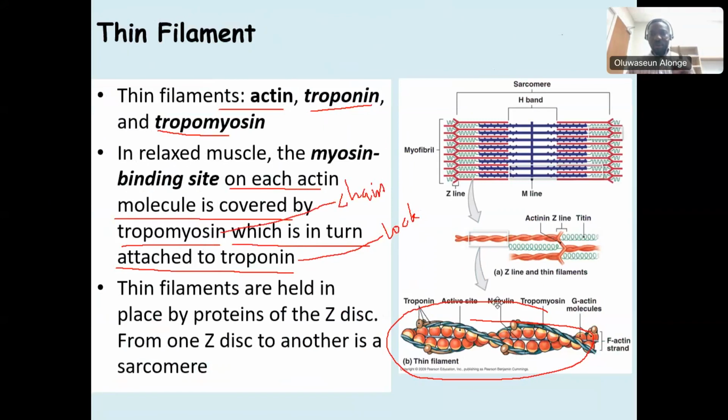Now, if there's going to be contraction, I want you to start thinking now, since I'll be talking about that later. If there's going to be contraction, that means something must unlock troponin. For contraction to happen, troponin must be unlocked. So what unlocks troponin? I'll be talking about that in the next video.